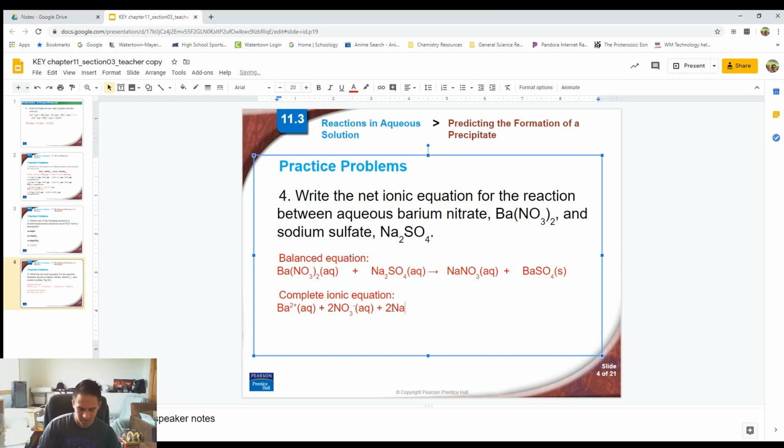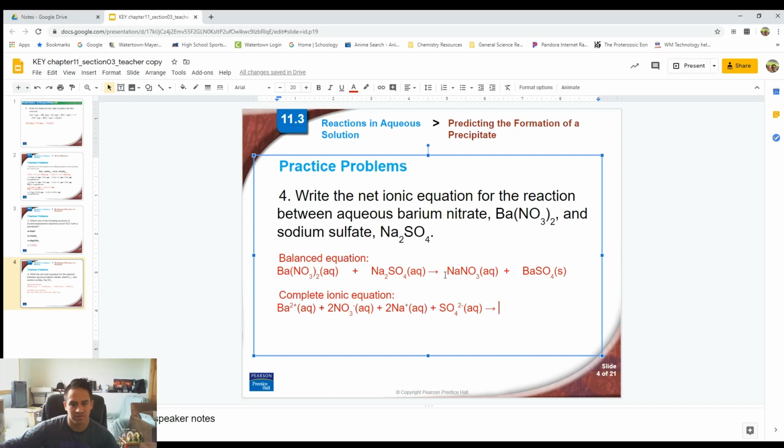plus we have 2 sodium ions, so 2 Na plus ions, which are aqueous, and that is bonded to 1 sulfate ion, which is aqueous. So there's 1 sulfate here. That is SO4 2-. All right, so those are all of the things that we have on the reactant side. Everything broken apart as ions that are aqueous.